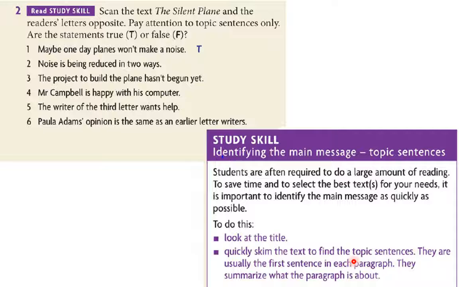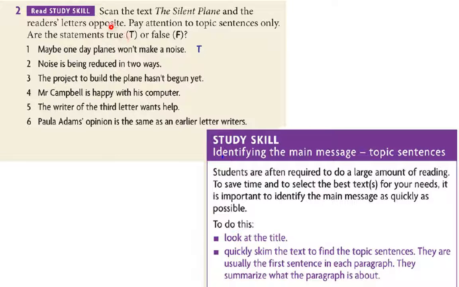Quickly skim the text to find the topic sentence. After selecting the useful articles through titles, then skim the text to find the topic sentence. They are usually the first sentence in each paragraph. Most paragraphs show their main message through the first sentence. Some other paragraphs mention the topic sentence in the middle of the paragraph. The topic sentence summarizes what the paragraph is about, and this will help you to not read all the paragraphs one time. Sometimes it is just useful to read the topic sentence.